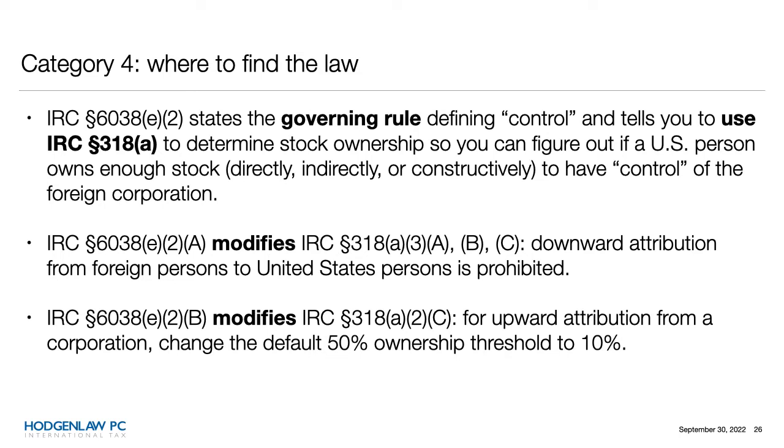But anyway, I digress again to Grammarville. So you use Section 318 as your baseline, but there are two modifications, and we'll talk about the modifications as they come into play, one of which is downward attribution is prohibited. So the default rules in Section 318 allow downward attribution. I am a shareholder of Corporation B. I am a shareholder of Corporation A.